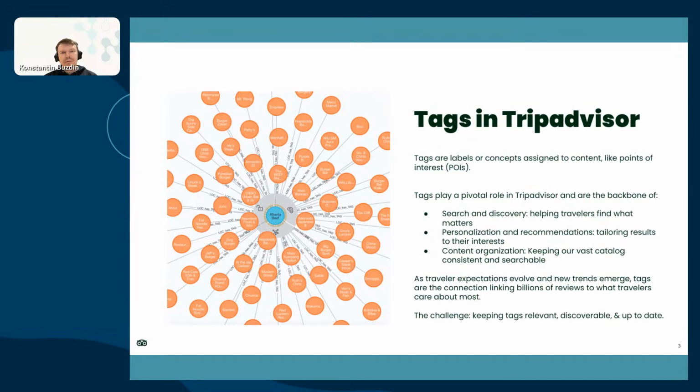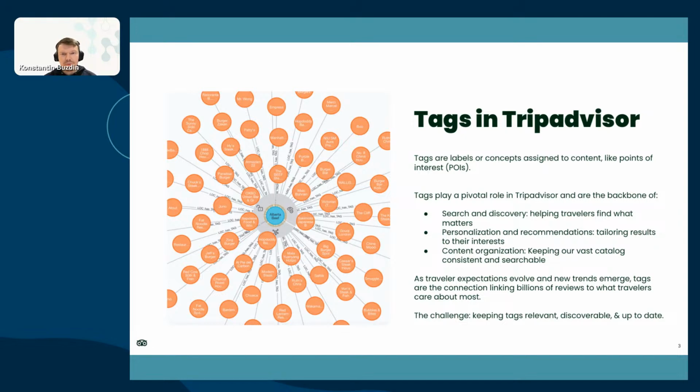In this presentation, we'll be talking about tags. So let's start with what a tag is. A tag is a label which is connected to a piece of content, like a point of interest. And in Tripadvisor, points of interest are hotels, restaurants, attractions, any bookable products you see on the site.